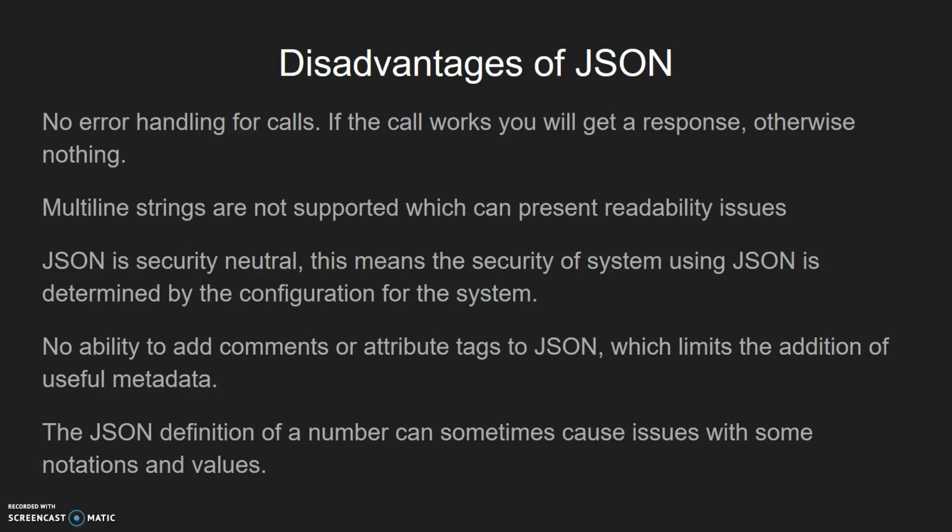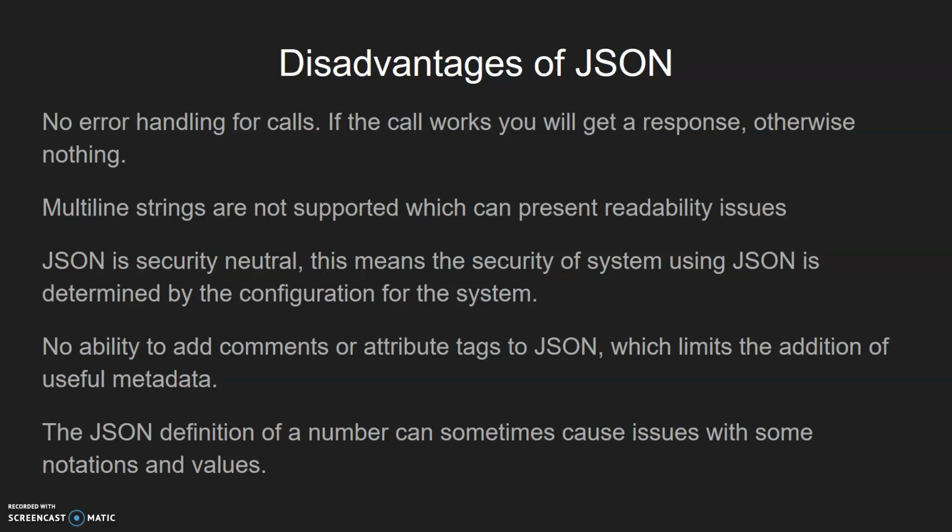Now, multi-line strings are not supported, and that can present issues with readability as things go really far along horizontally. JSON also doesn't have any built-in security as a data format. It is what it is, and the security of it is basically determined by the security of the application and the server that are passing the data in JSON format.